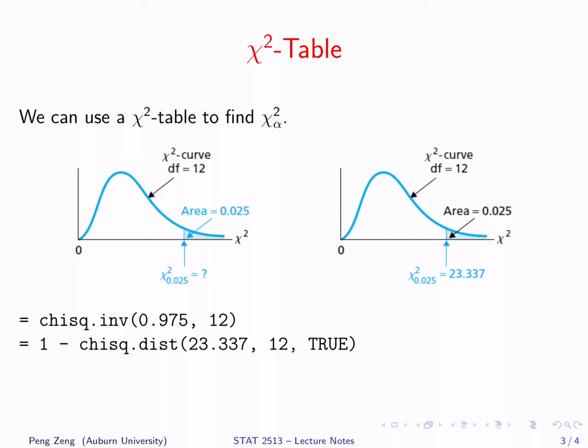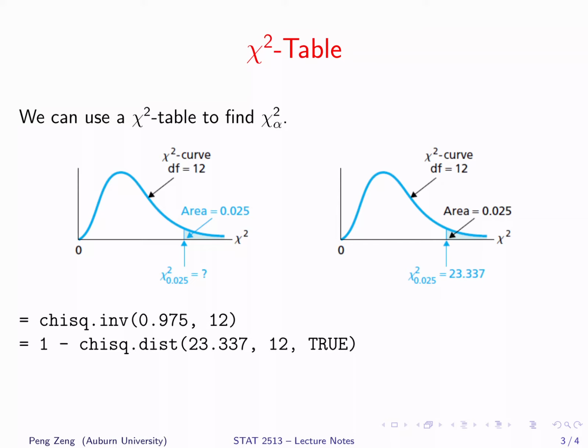We need to know how to find probabilities for a chi-square distribution. The notation chi-square alpha is similar to Z alpha. It is the value such that the probability to its right is alpha. We can find this value using a chi-square table. We can also use Excel.